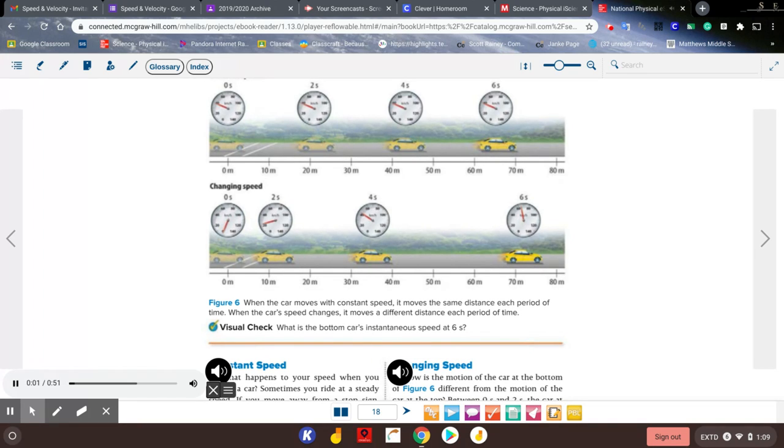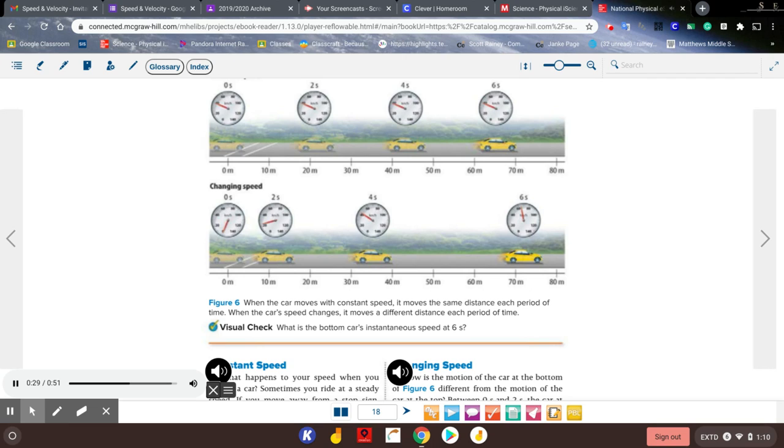Changing speed. How is the motion of the car at the bottom of Figure 6 different from the motion of the car at the top? Between 0 seconds and 2 seconds, the car at the bottom travels about 10 meters. Between 4 seconds and 6 seconds, however, the car travels more than 20 meters. Because the car travels a different distance each second, its speed is changing.